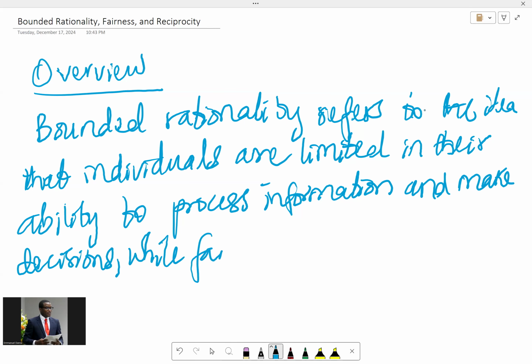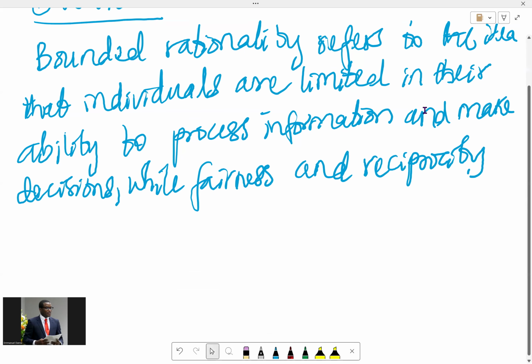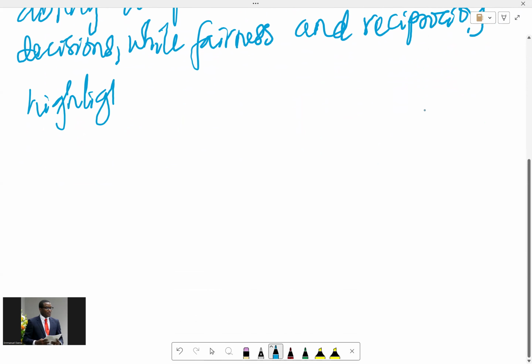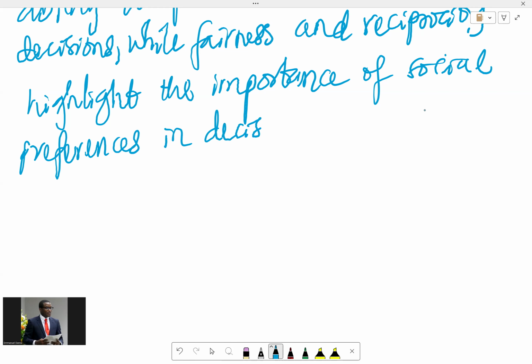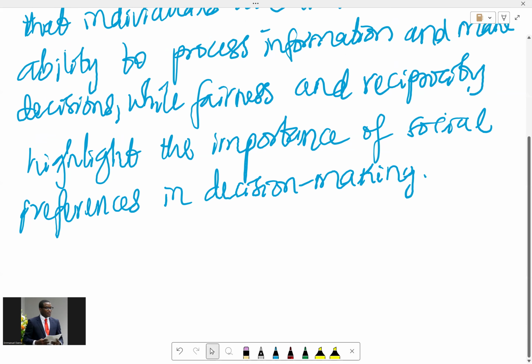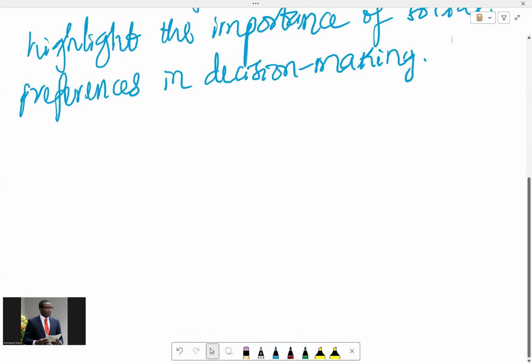while fairness and reciprocity highlight the importance of social preferences in decision making. Of course, fairness is about making sure you do not get advantage over other people, unfair advantage for that matter. And reciprocity is the basic idea that if someone has been nice to you, you want to be nice to them too.